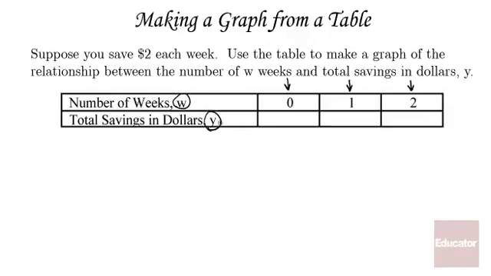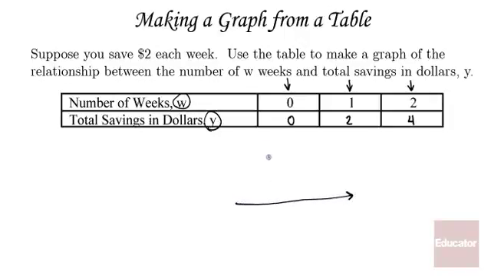So we're saving $2 each week. So in our initial week, our starting point, 0 weeks, we have $0. After the first week, we've saved $2, and by adding another $2 in the second week, we've saved $4. So now let's make a graph of the relationship between the number of weeks and the total savings in dollars.